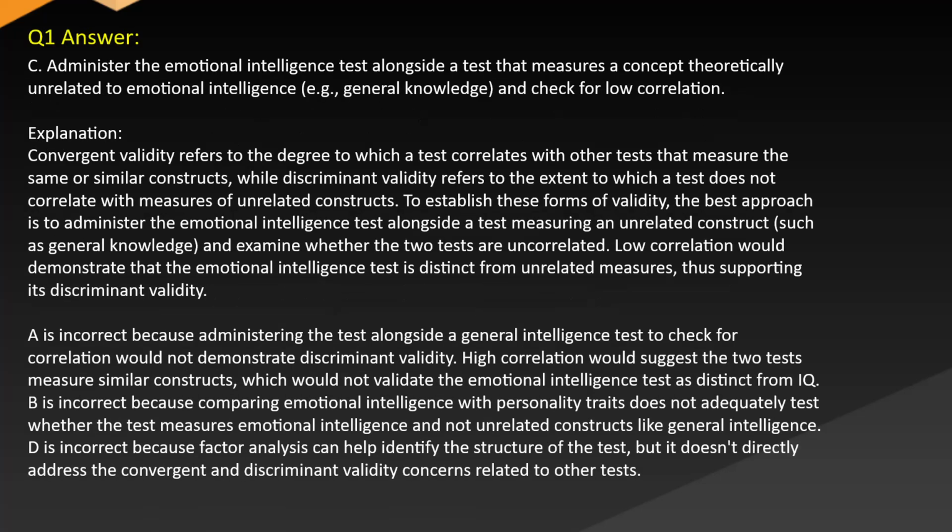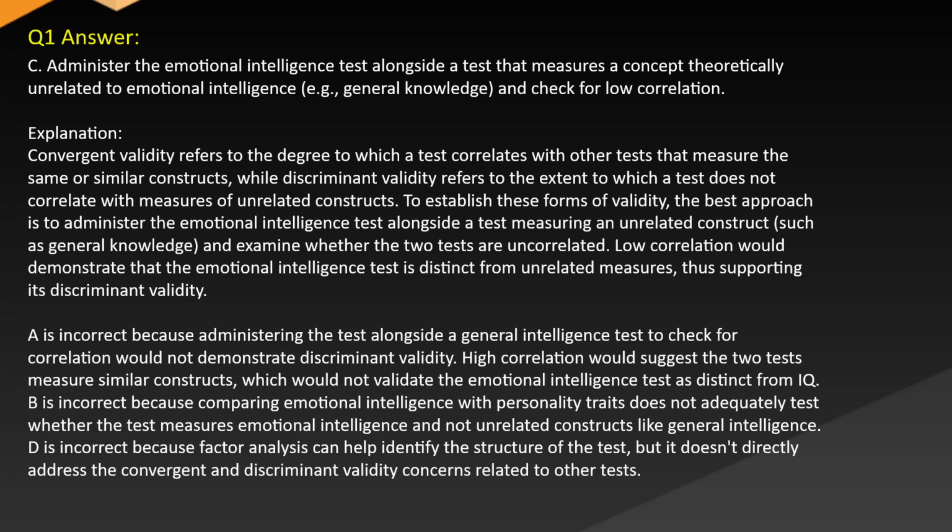Answer. C. Administer the emotional intelligence test alongside a test that measures a concept theoretically unrelated to emotional intelligence, e.g., general knowledge, and check for low correlation. Explanation. Convergent validity refers to the degree to which a test correlates with other tests that measure the same or similar construct, while discriminant validity refers to the extent to which a test does not correlate with measures of unrelated constructs. To establish these forms of validity, the best approach is to administer the emotional intelligence test alongside a test measuring an unrelated construct, such as general knowledge, and examine whether the two tests are uncorrelated.